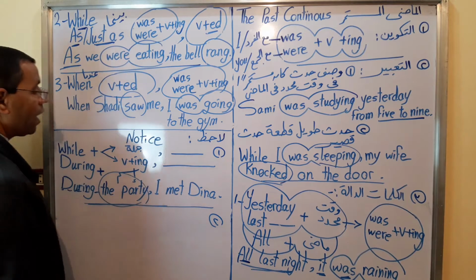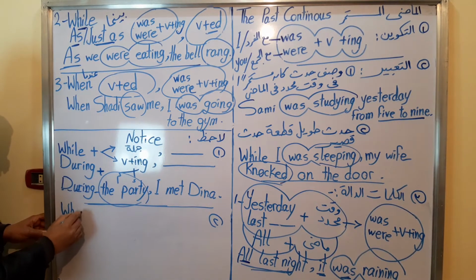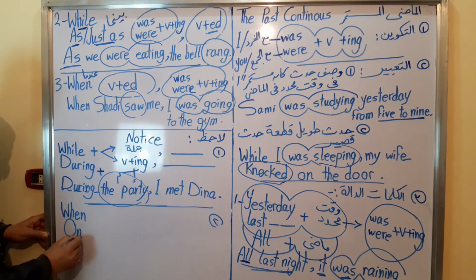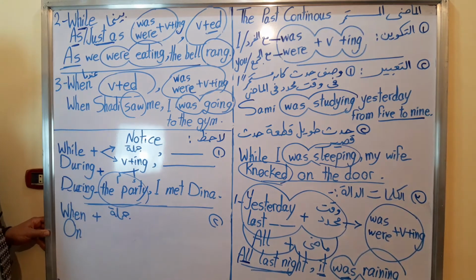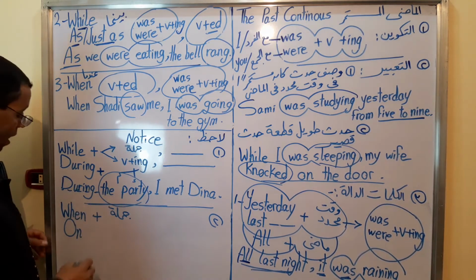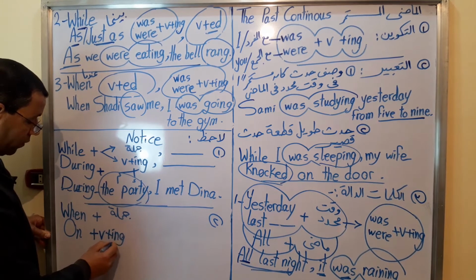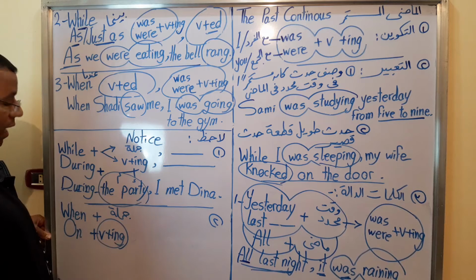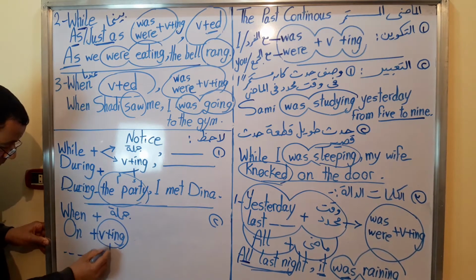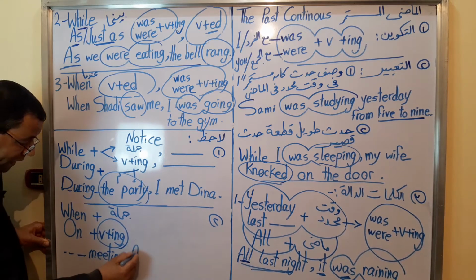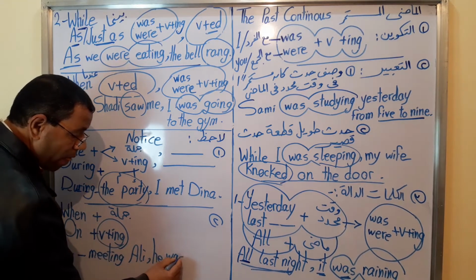Number two, notice: we have when and on. When is followed by a sentence in the past simple. But on is followed by verb ing. On meeting Ali, he was shopping.